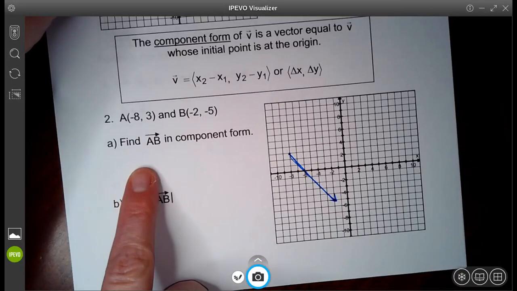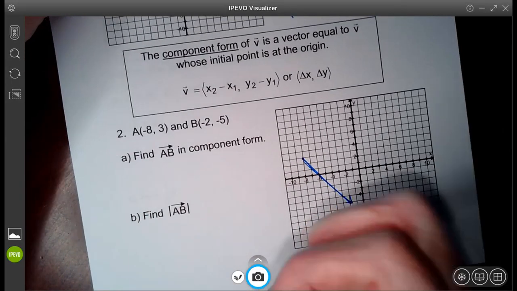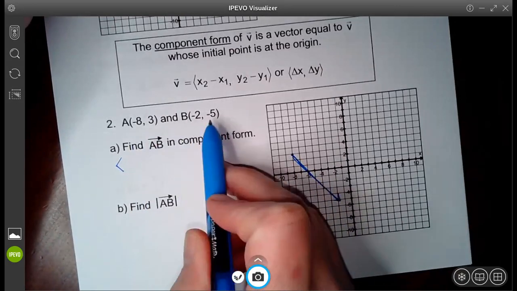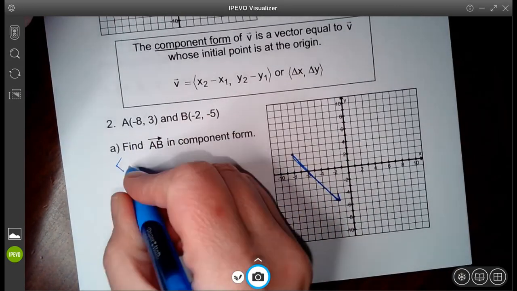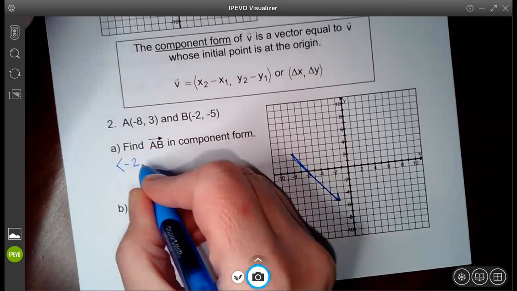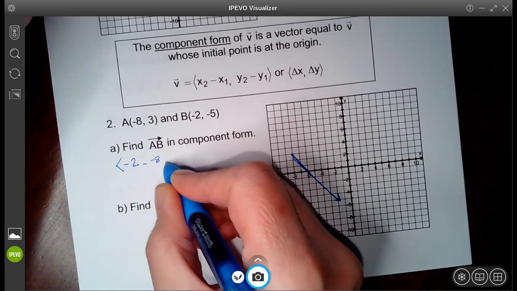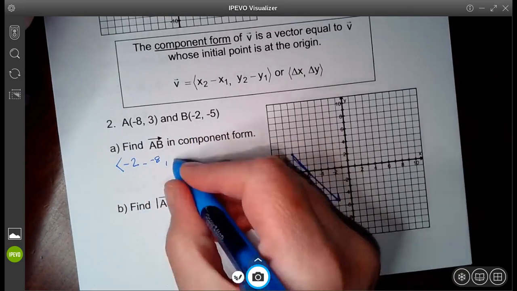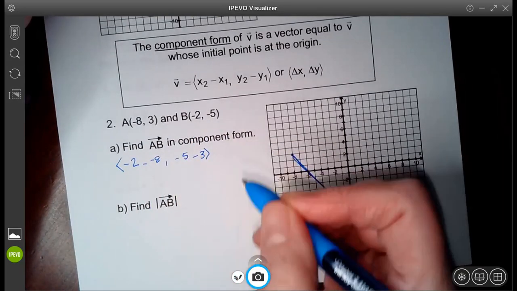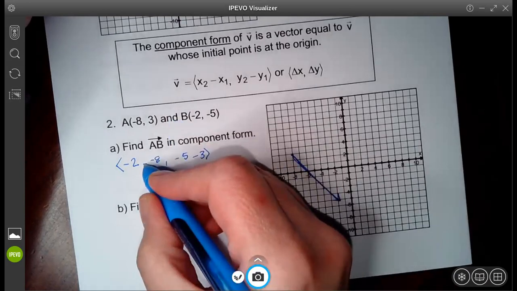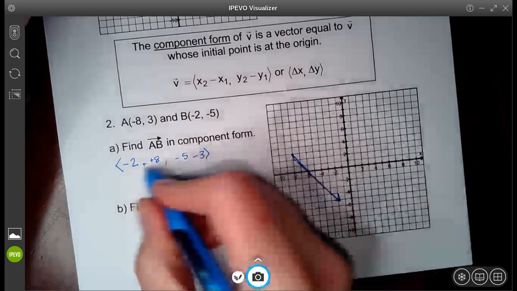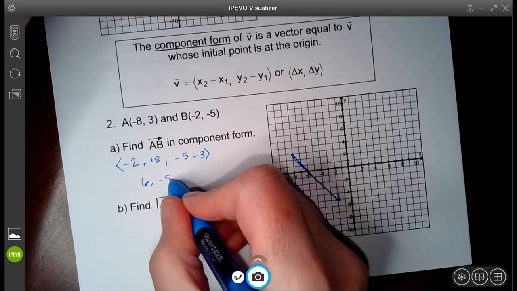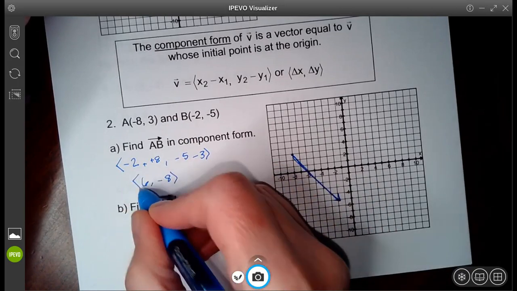Okay, so if I want this in component form, I can do it from the graph, or I'm just going to do it from my points here. So AB means B is my second point, right? So I have negative 2 minus a negative 8, and my y's would be negative 5 minus 3. So negative 2 minus a negative 8, I'm going to add those together. So we do get 6. Negative 5 minus 3 would be a negative 8. So that's my vector in component form.